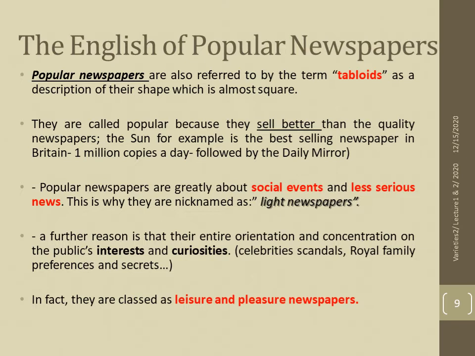They are called popular because they sell better than the quality newspapers. The Sun, for example, is the best-selling newspaper in Britain, 1 million copies a day, followed by the Daily Mirror. Now, can you imagine this? 1 million copies a day, so they sell better than the quality newspapers. Why? Now this is the dangling question. Why do popular newspapers sell better than quality newspapers?